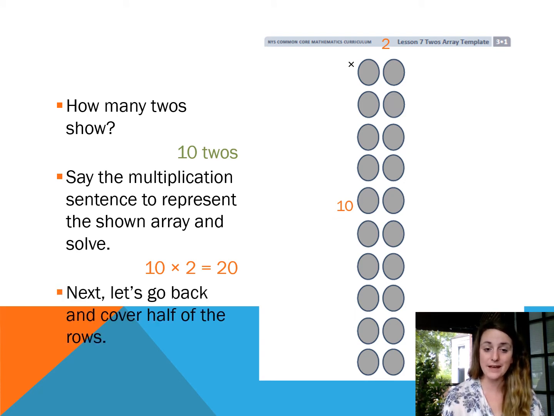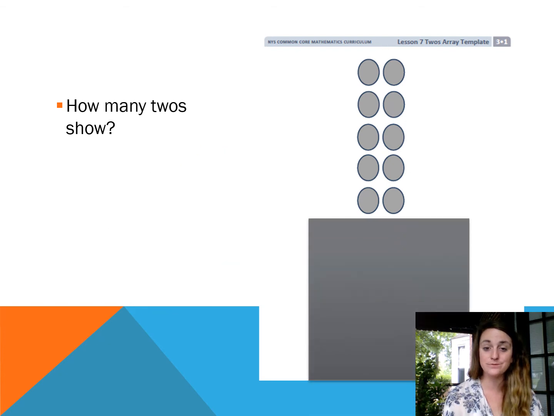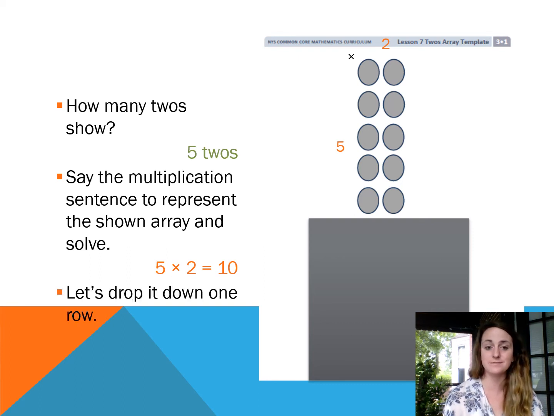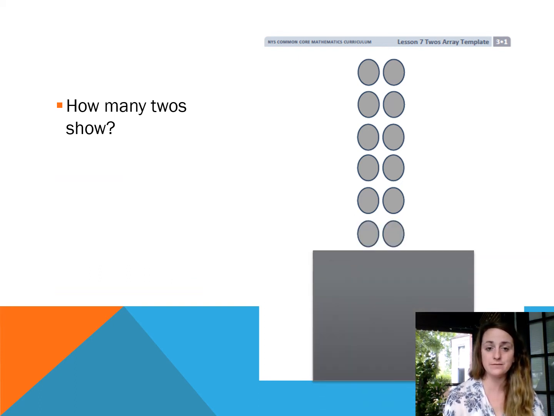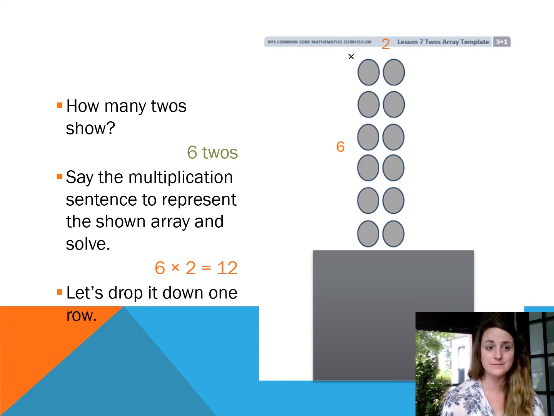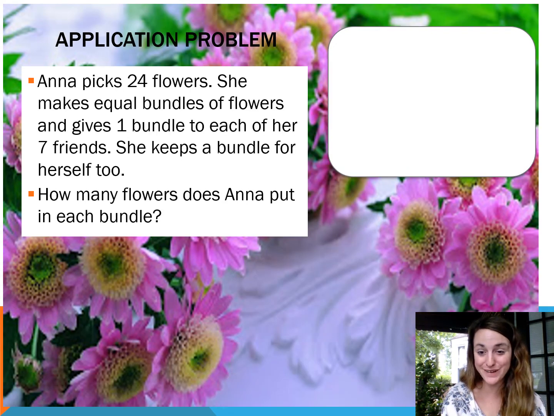Now let's go back and cover half the rows. How many 2's show? 5 2's. Let's say the multiplication sentence to represent the shown array and solve. 5 times 2 totals 10. Let's drop it down one row. How many 2's show? 6 2's. Let's say the multiplication sentence to represent the shown array and then solve. 6 times 2 equals 12. Let's move on to our application problem.